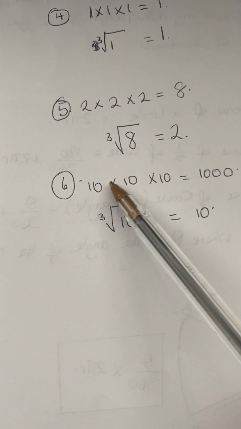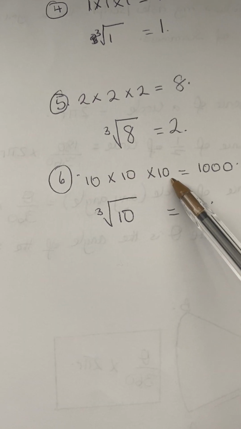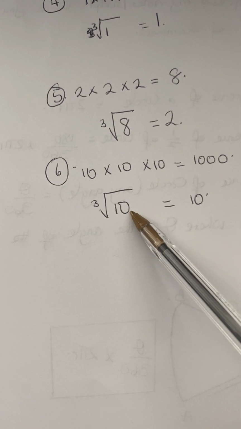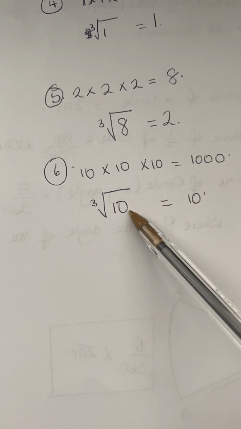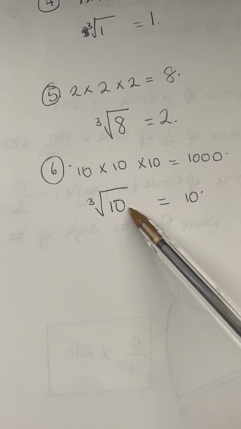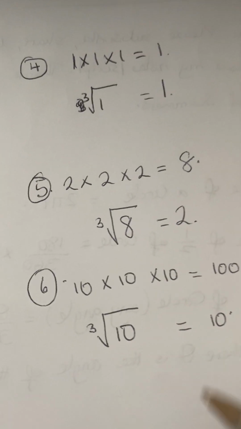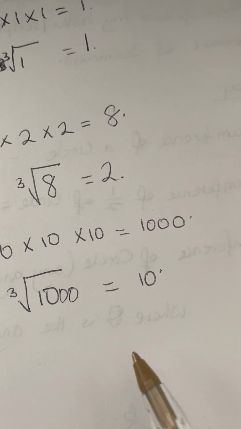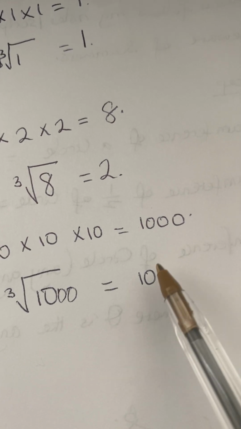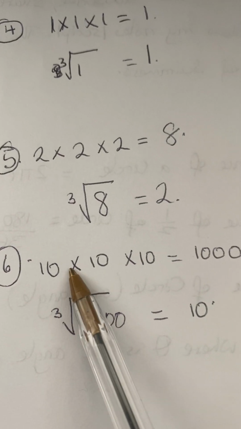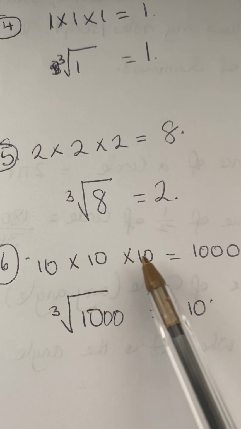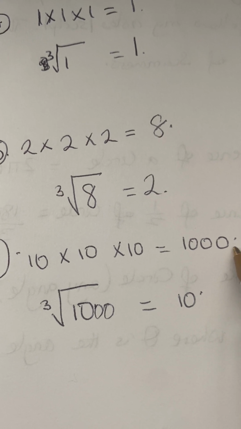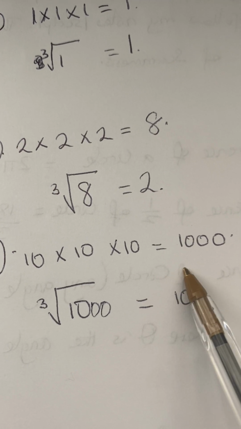10 times 10 times 10 is 1,000. So the cube root of 1,000 is 10, because 10 times 10 times 10 is 1,000. Okay. Go and have a think about this.